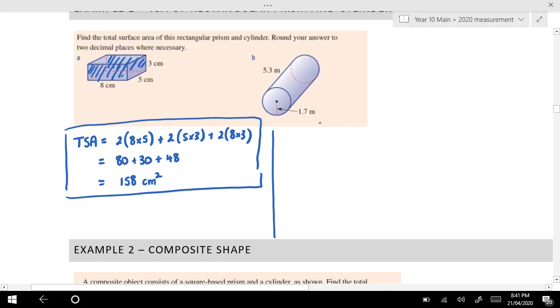All right, so now what we've got is a cylinder. For the total surface area of a cylinder, especially when you haven't used this very often, let's write out the formula: 2 pi r squared plus 2 pi r h. We could factorise this, taking out a common factor of 2 pi, and they both share an r.